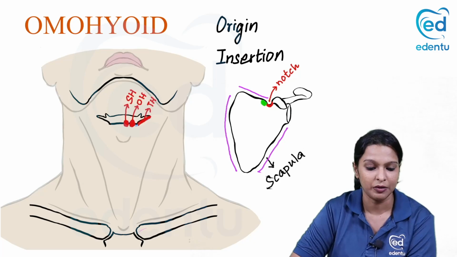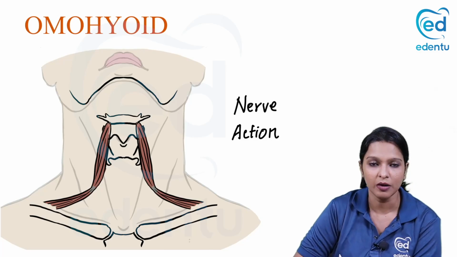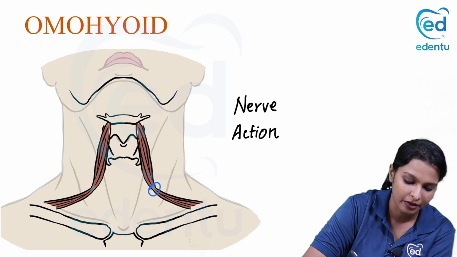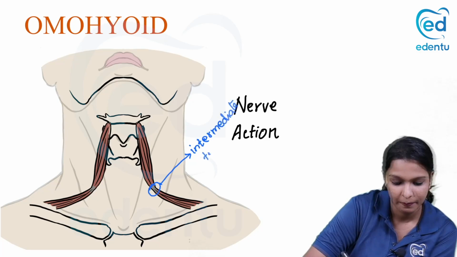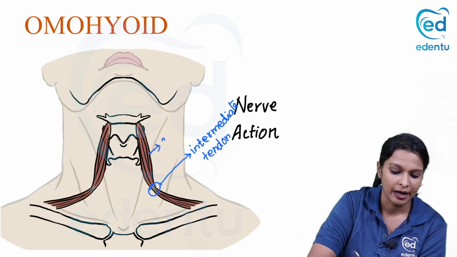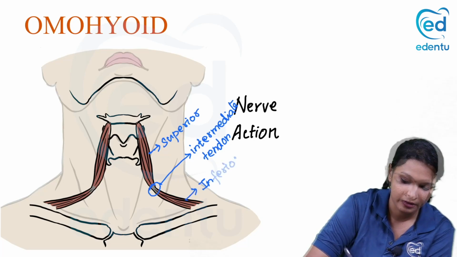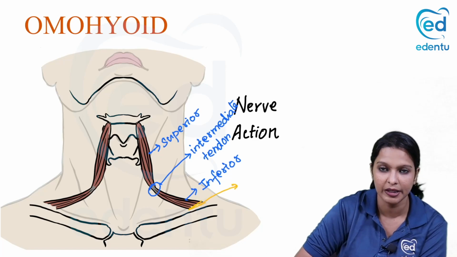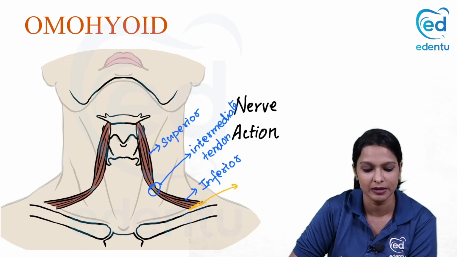So this is what you have to remember regarding the infrahyoid group. Now, this is how the muscle will appear. We saw the inferior and superior belly. This is the intermediate tendon, which will connect both the bellies, the superior and inferior bellies. Now you can't see the origin in this region because it goes more posteriorly into the scapula, the superior border of the scapula close to the suprascapular notch.